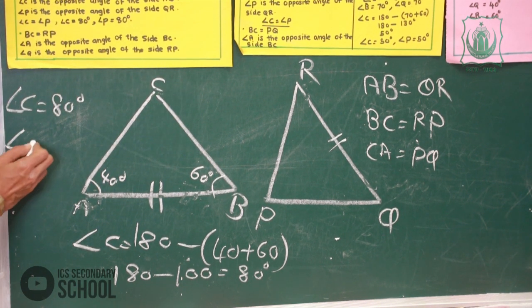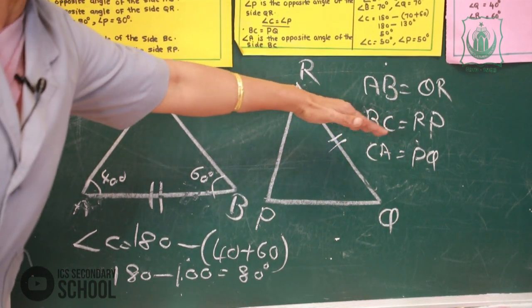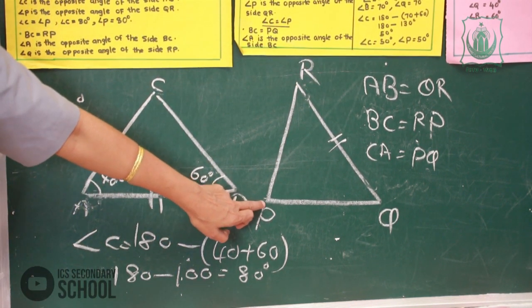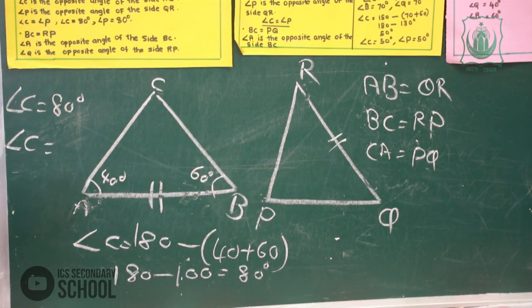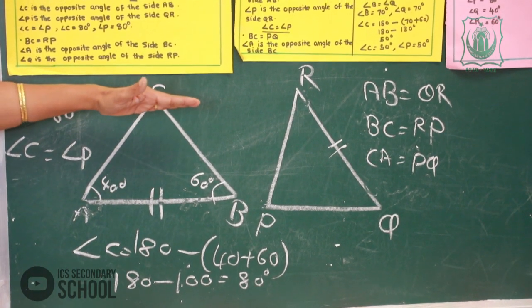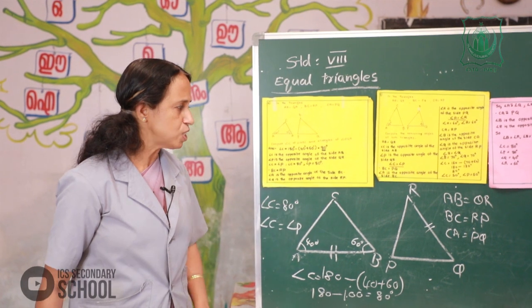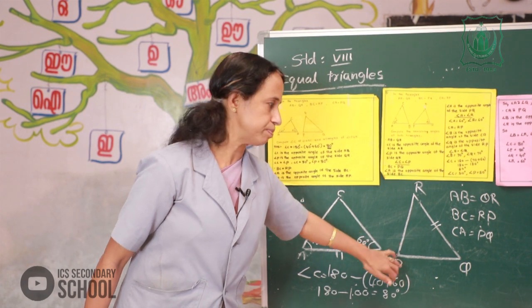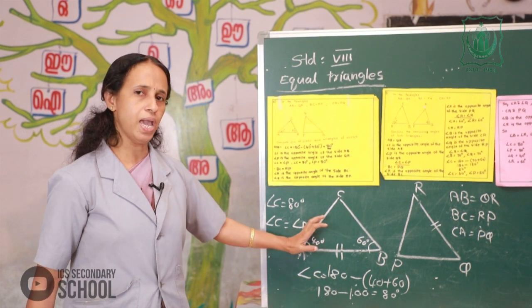So we can write angle C equal to, which is the opposite angle of the side QR? Angle P is the opposite angle of the side QR. So we can write angle C equal to angle P.